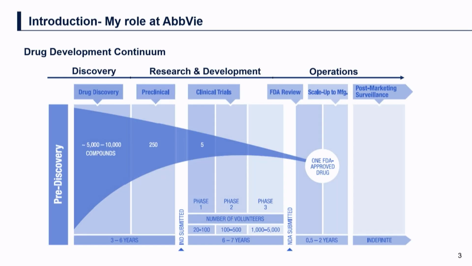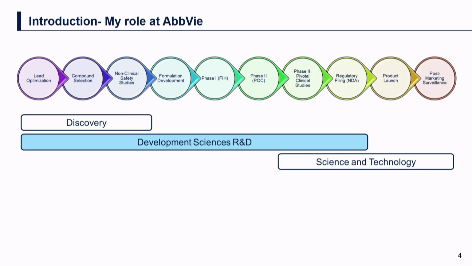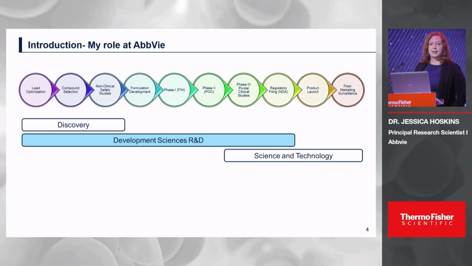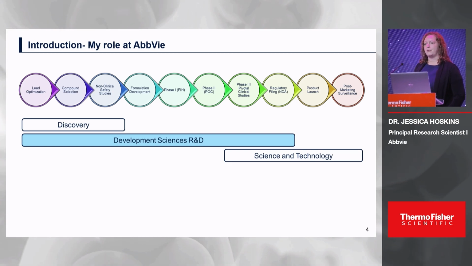And then I want to start off by setting the stage with what I do at AbbVie. As most of you probably know, drug development is really a continuum all the way from discovery to when a product is commercialized. My role fits right in the middle, so I'm in development, in between discovery and operations. So I really start working on compounds somewhere around late discovery as we're optimizing our lead molecule that we want to take forward in development. And then I continue working on those programs until somewhere around phase 2, phase 3.